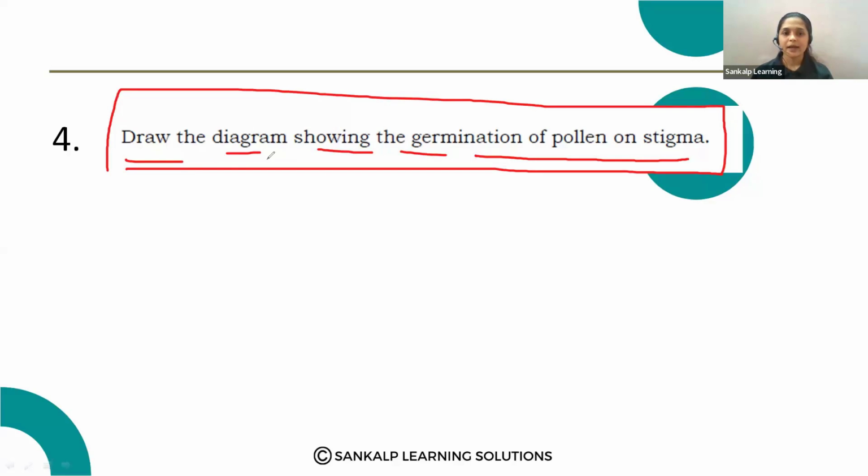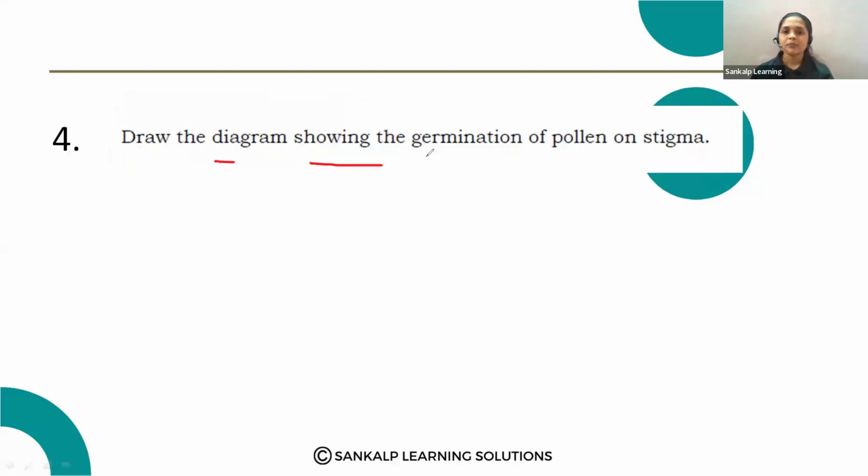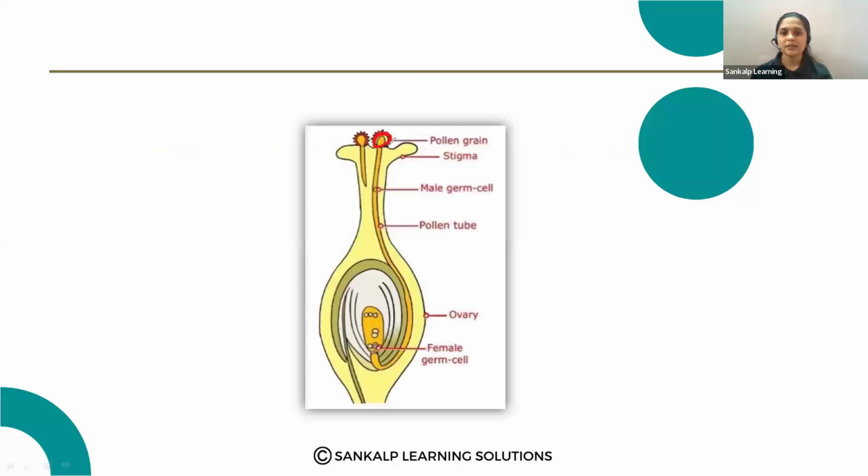Draw the diagram showing the germination of pollen on stigma. This diagram: germination. These are the pollen grains and this is the stigma. Germination of the pollen grains on stigma. So this diagram we should draw. This will be a 3-mark question. Very important question and important diagram.